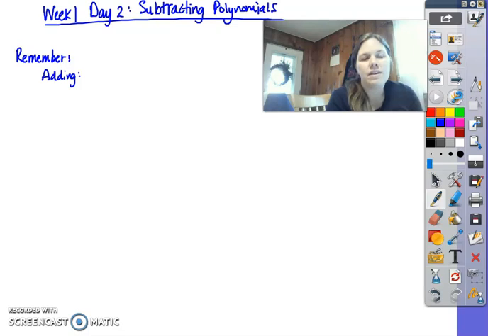If you haven't already devoted a notebook to math, maybe now would be a good time to do so, or have a clean sheet of paper that you can keep in order in a binder or folder of some sort would be really awesome. All right, and we're going to dive right in.